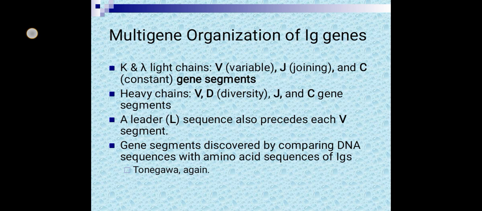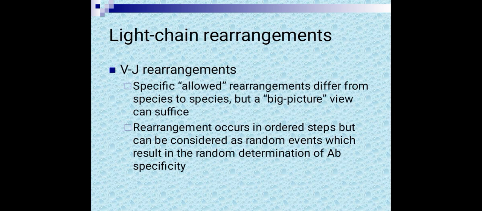Variable region rearrangement is a multifaceted process that produces mature B cells which are committed to express a specific AB. The specificity of the AB is determined by the sequence of its rearranged variable genes.